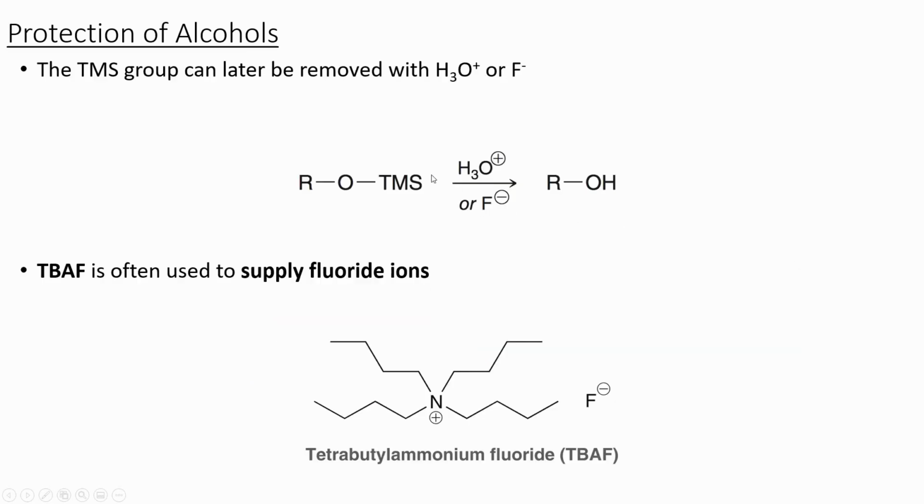And to get rid of our TMS group, we can use strong acid or F minus. F minus can come in several forms like hydrofluoric acid, but hydrofluoric acid is extremely toxic and something we want to avoid using. So to get around that, we generally use TBAF, tetrabutylammonium fluoride, and this is a source of F minus and used as a reagent to deprotect the TMS after we've done whatever chemistry on the substrate that we need to where there is no alcohol.